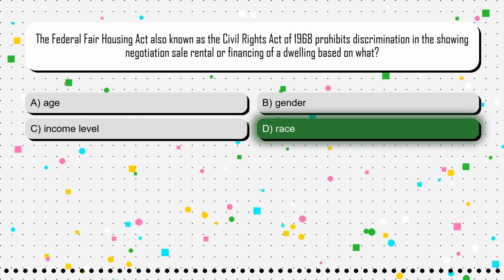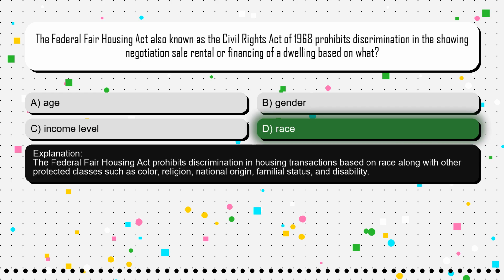The correct answer is option D. Race. The Federal Fair Housing Act prohibits discrimination in housing transactions based on race, along with other protected classes such as color, religion, national origin, familial status, and disability.